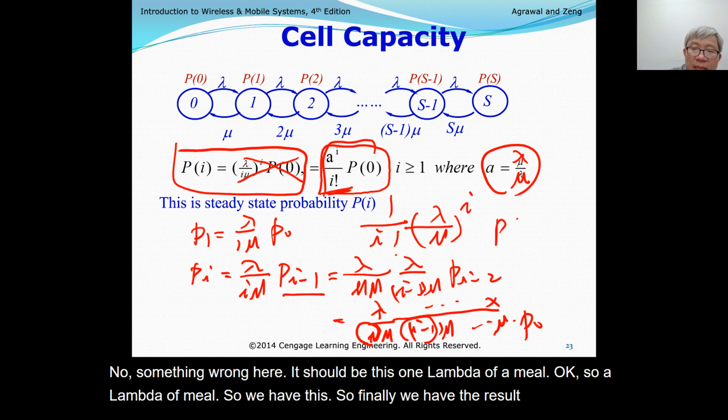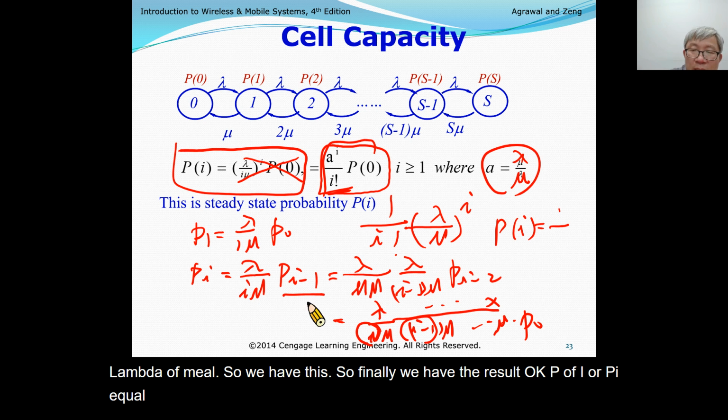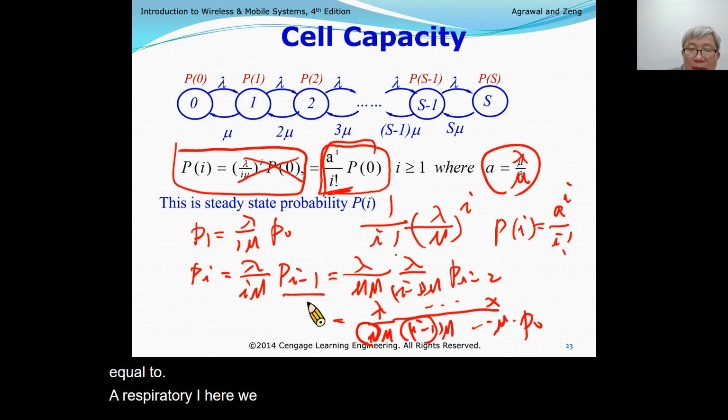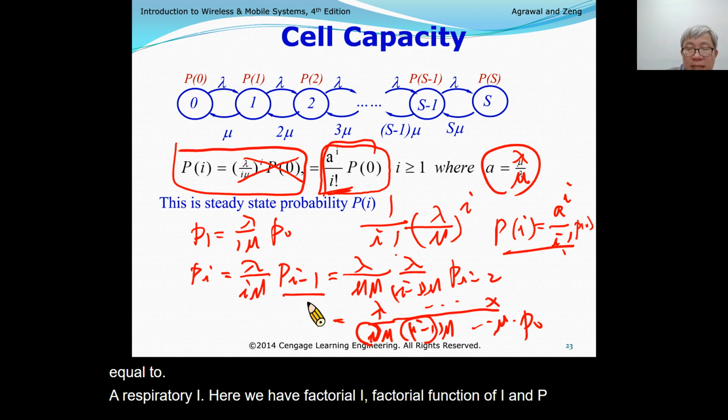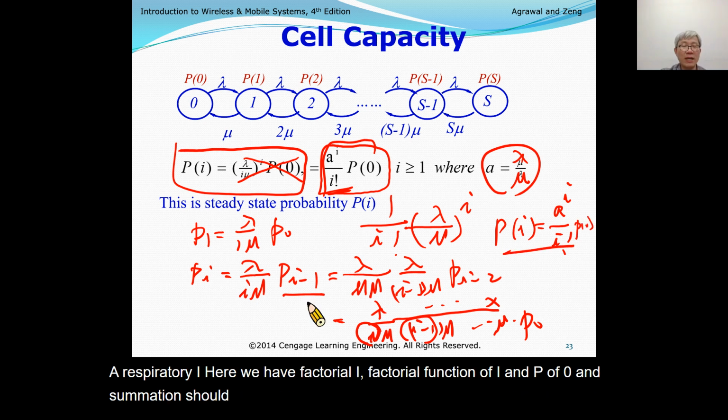P of I equals A raised to the power I, over factorial of I, times P of 0. And the summation should be equal to 1. So we can have this way.